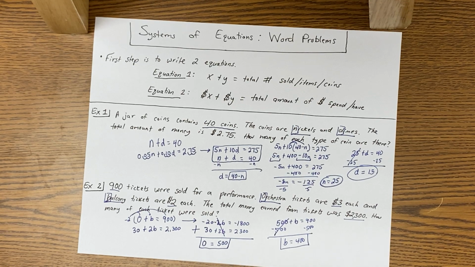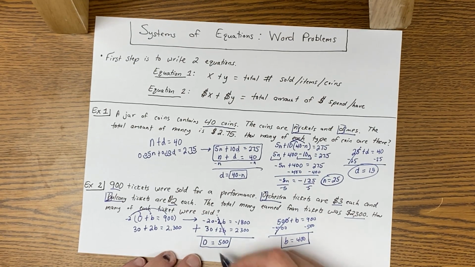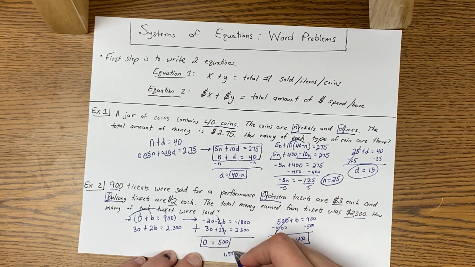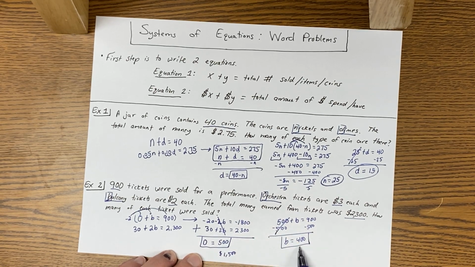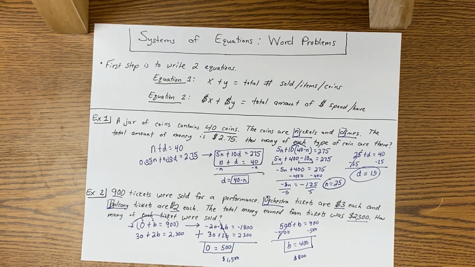And if we want to check, orchestra tickets were $3, so 3 times 500 would be $1,500, and 400 balcony tickets at $2 a pop, so that's going to give us $800. If I take this money, add them together, I get our total cost, which is $2,300. So I know we got it right.